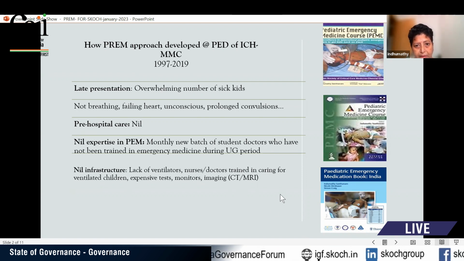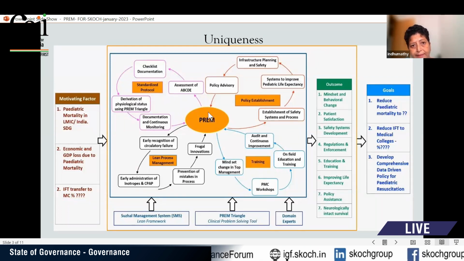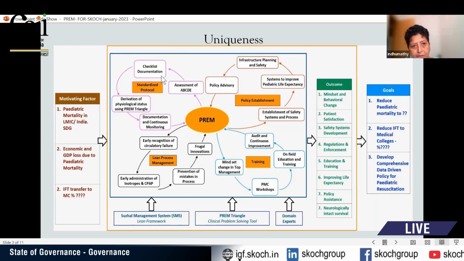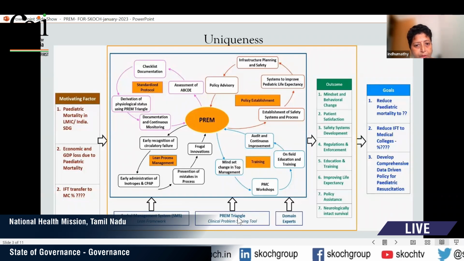So the PRAME concept was based on a very simple assessment of the airway, breathing, circulation, disability, and exposure. We developed a checklist documentation. It's just plus or minus, and then they derive what is happening to the child using a clinical problem-solving tool.